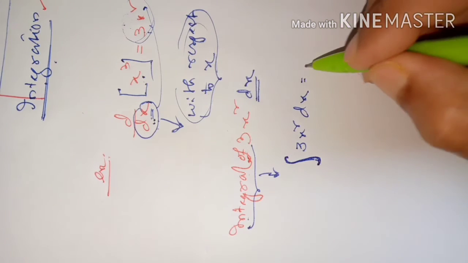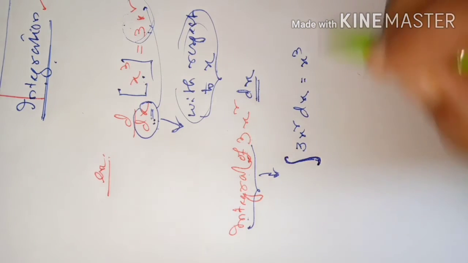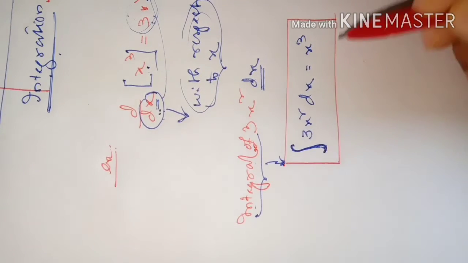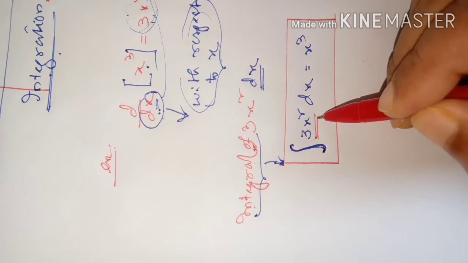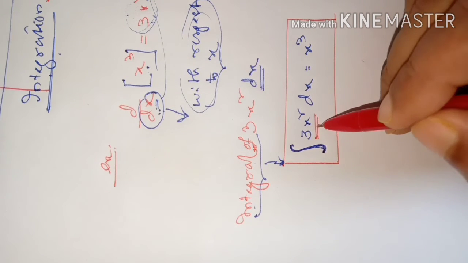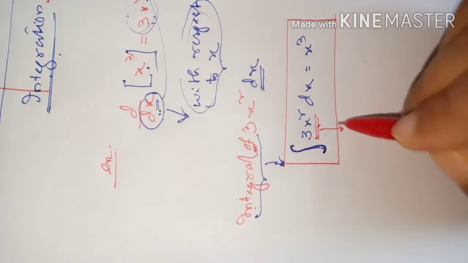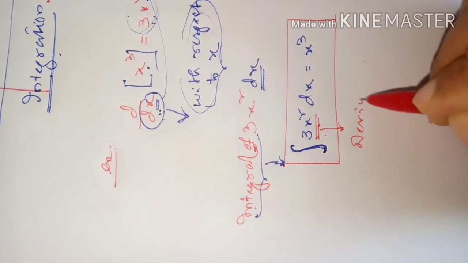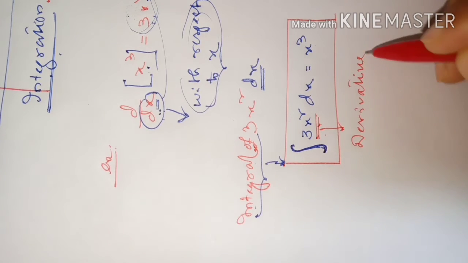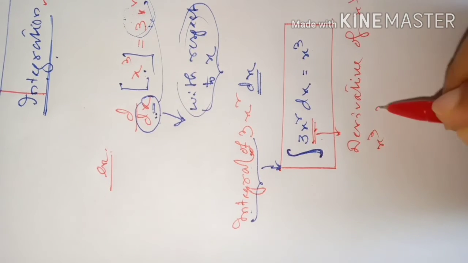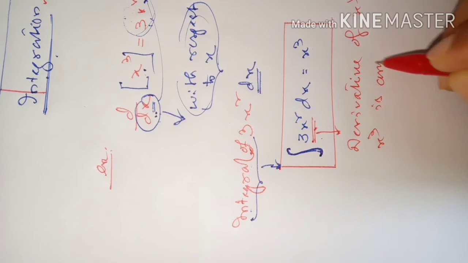X cube. We'll write it like this: the integral of 3x square dx is equal to x cube. So integral is that one actually. Integral is finding the primitive of a function, which is the derivative of that primitive. So 3x square is what? Derivative of x cube. And x cube is the antiderivative or integral.